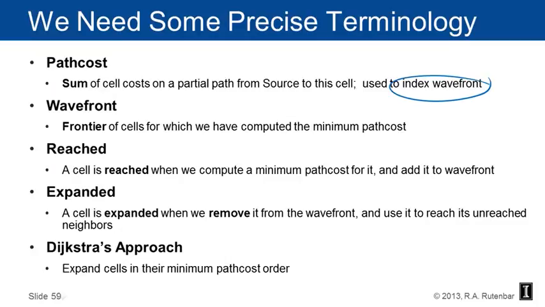When you reach a cell, you compute what it costs to get there, and you put it on this special data structure that tracks everything by its cost. When you remove it from this special data structure, you expand it. What do you do with it? You use it to reach some new stuff you haven't reached yet. When you've expanded it, you can throw it away. You don't need it anymore. The whole point of the wavefront is that it's the edges of that big search volume that are exciting. So, things enter the wavefront when you reach them. Things leave the wavefront when you expand them and use them to reach new things. This whole idea is Dijkstra's approach: expand cells in their minimum path cost order.